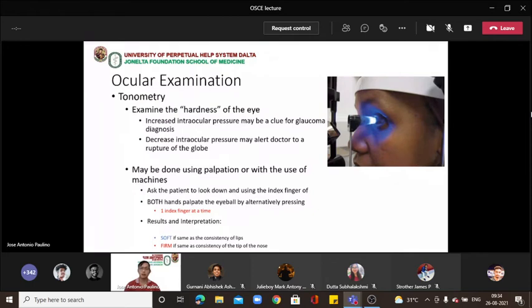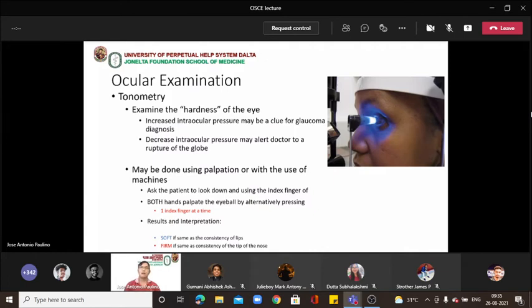Please make sure that the patient is not closing their eyes, because if they close their eyes, because of the Bell's phenomenon, the eyes will point upwards. If we do that, we get the corneal pressure. So tell the patient to look downwards when you do this. The normal finding is soft, which is the consistency of the lips. That's what you should palpate. That's how it should feel when you do the digital tonometry.